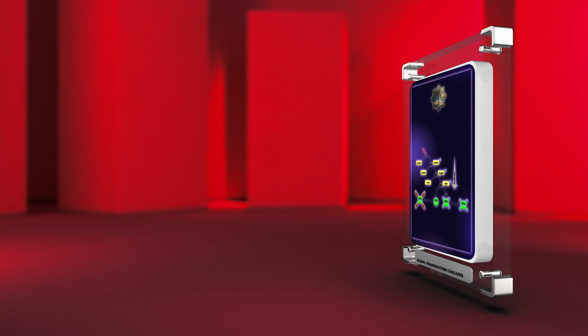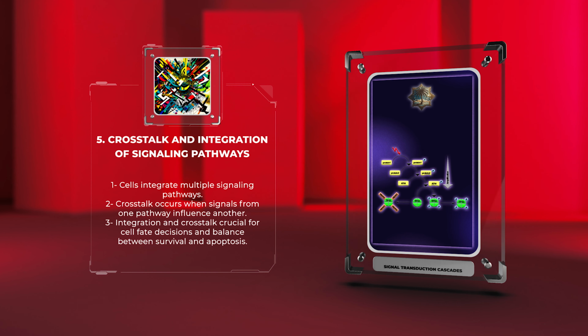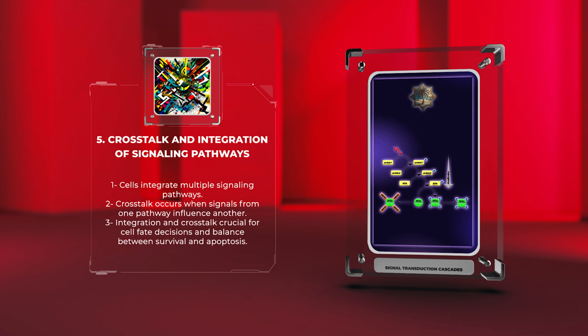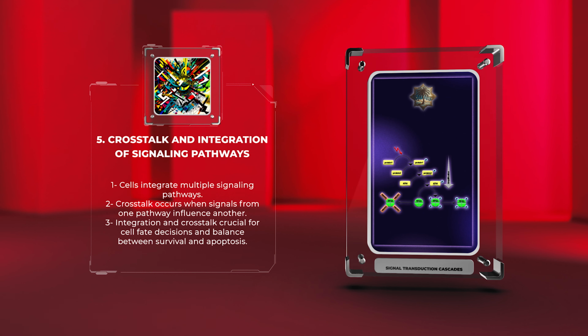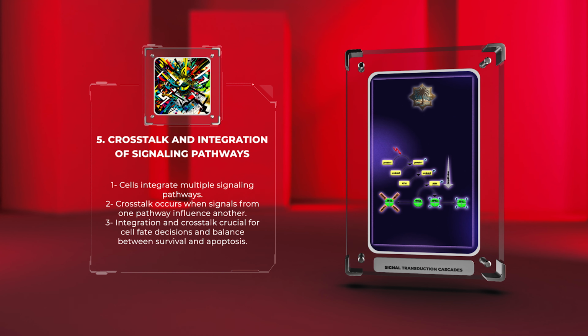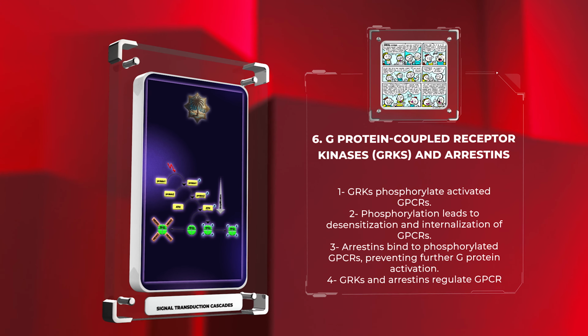Cells integrate multiple signaling pathways to generate appropriate and coordinated responses. Crosstalk occurs when signals from one pathway influence the activity of another pathway. This integration and crosstalk play critical roles in the regulation of cell fate decisions and the balance between cell survival and apoptosis.